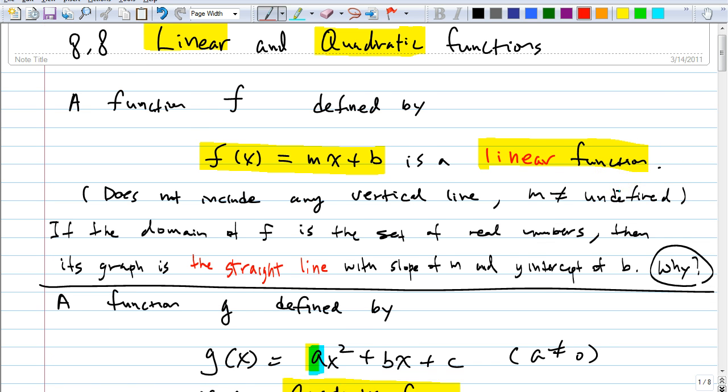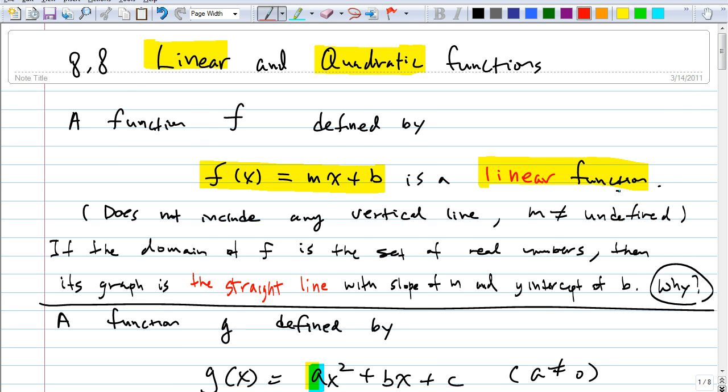If a function g, I'm going to use g now because I just used f, a function g defined by g of x equals ax squared plus bx plus c, where a can't be 0, does anybody know what kind of equation this was? You guys remember trying to factor this kind of equation and so forth? What do we call this kind of equation? Victor? It's a trinomial, but what kind of equation is this? Yes, Paul? Quadratic. It says right up there.